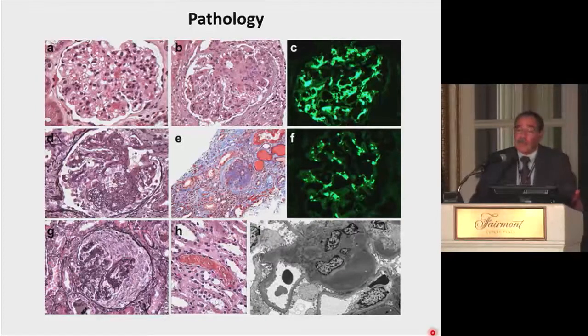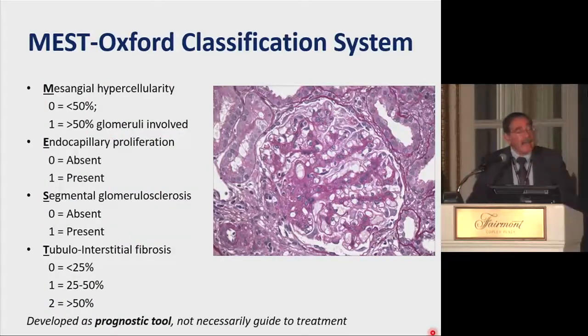And the problem was, for years, people used different scoring systems. People would use the Haas scoring system or the Lee scoring system, and you couldn't compare biopsies from one to another. Moreover, the biopsies weren't necessarily validated with the long-term prognosis of the patients. This led to the Oxford classification. It's important, whenever you say Oxford classification, in your mind, say MEST, M-E-S-T.